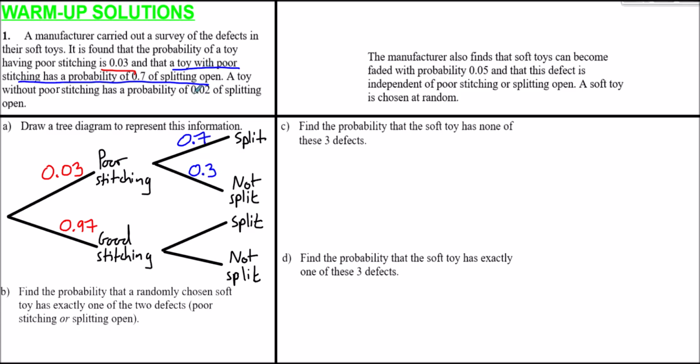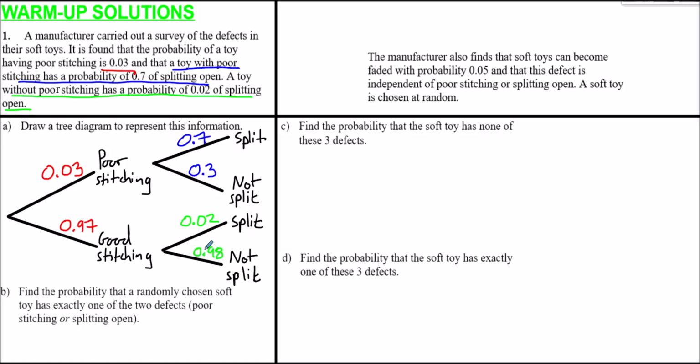Whereas here, if it is without poor stitching, if the stitching's fine, there's only a probability of 0.02 of it splitting open. So we put 0.02 here. Therefore, of it not splitting, if the stitching's good, will be 1 minus 0.02, which is 0.98. So that's part A done. We've done the tree diagram.